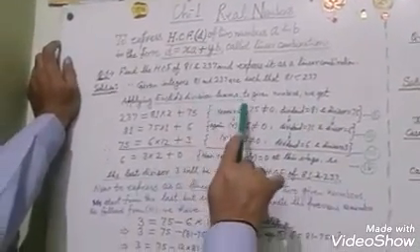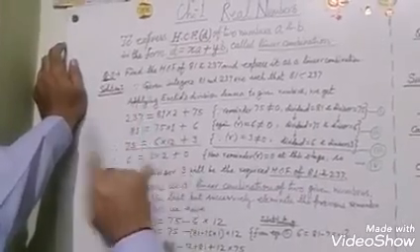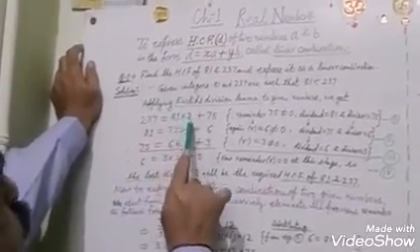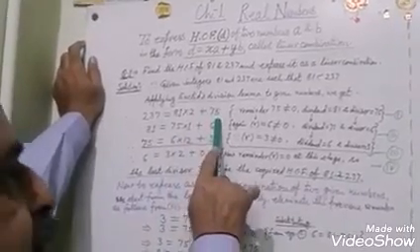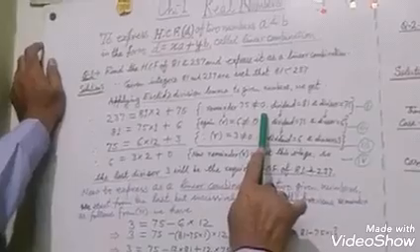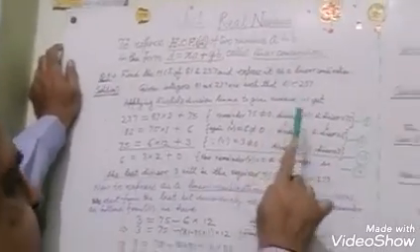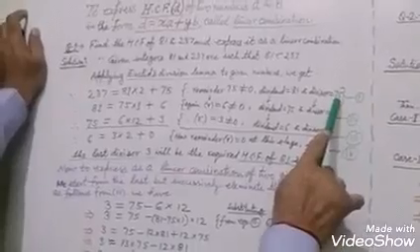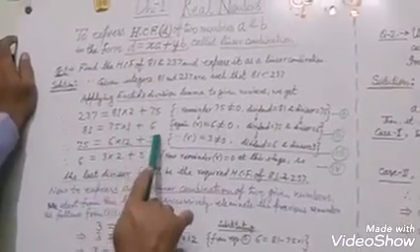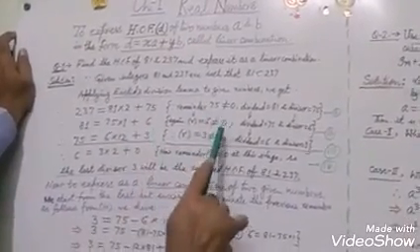Applying Euclid's division lemma to the given numbers, 237 is divisible by 81 two times. So 237 = 81 × 2 + 75, where 75 is the remainder. That is not equal to 0. So now we have to take 81 as the dividend and 75 as the divisor. Now 81 = 75 × 1 + 6. Again the remainder 6 is not equal to 0.